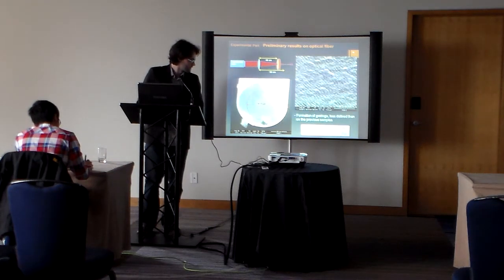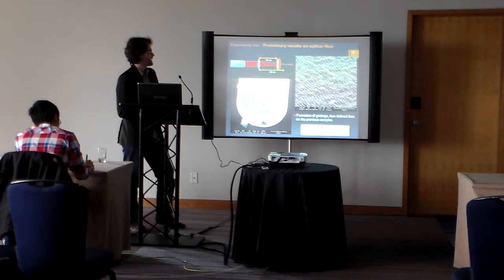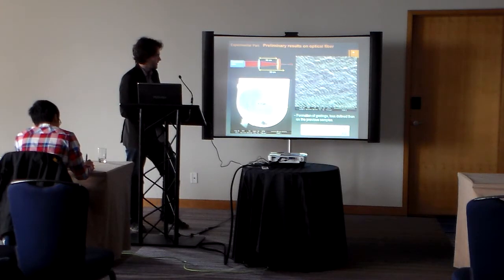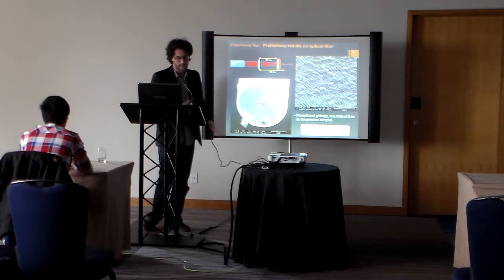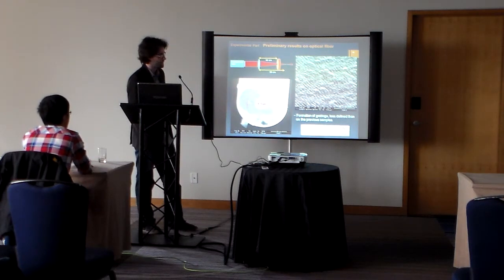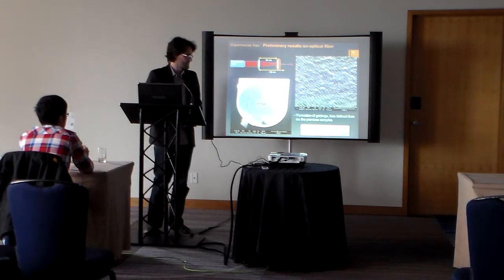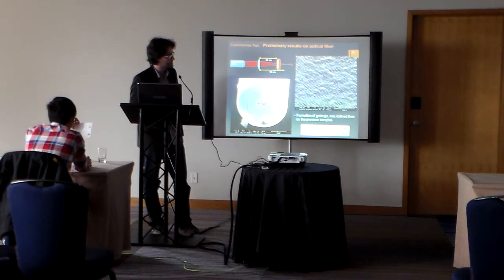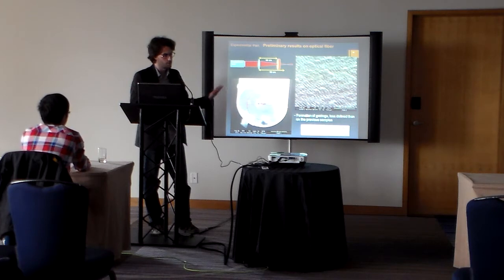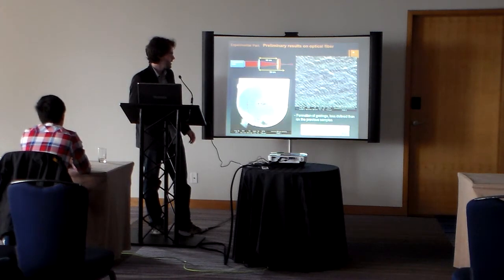So that's our first result. It wasn't what we expected. There are only gratings in this region of the cross-section of the fiber. The gratings are really not well defined. As we can see here, there are a lot of crossings between horizontal and vertical gratings.